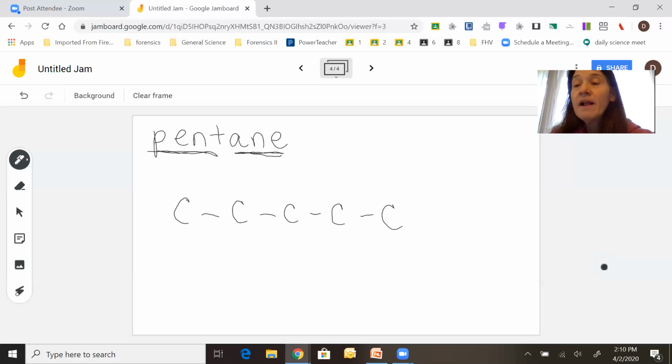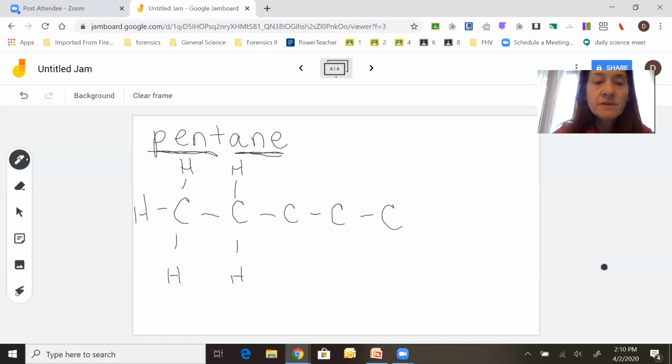Bonded together. Every carbon has 4 valence electrons, wants to form 4 more bonds, right? There's 1. How many more bonds does it need? 3. So that's going to add our 3 hydrogens. This carbon has 2. Needs 2 more to make that 4 bonds. This carbon has 2. Needs 2 more. This carbon has 2. Needs 2 more. This carbon has 1 bond. Remember, it wants to form 3 more bonds, so it needs 3.